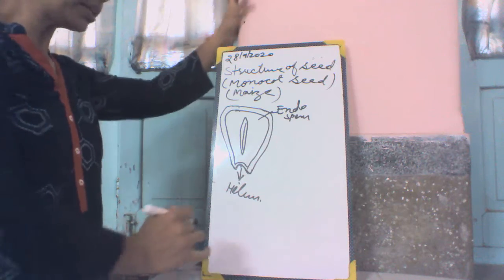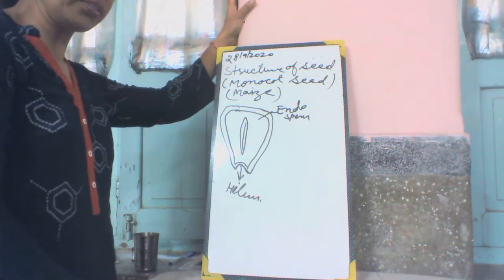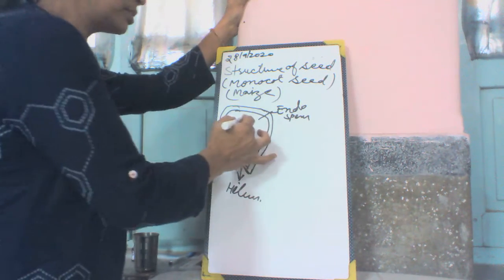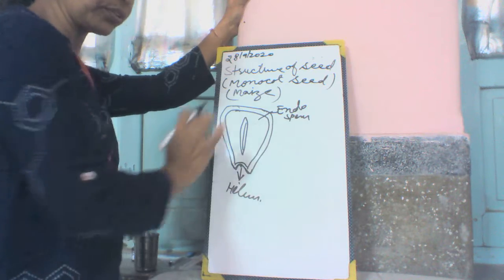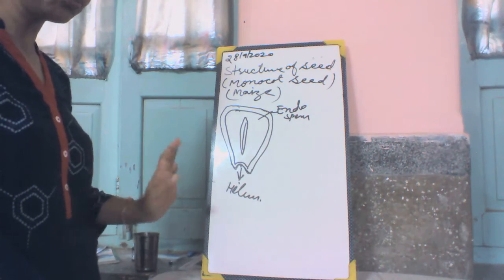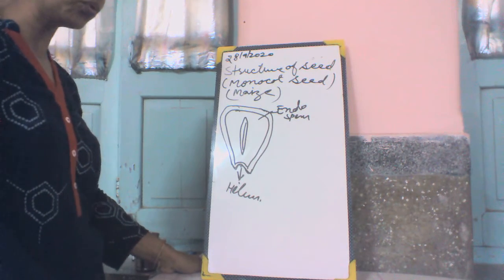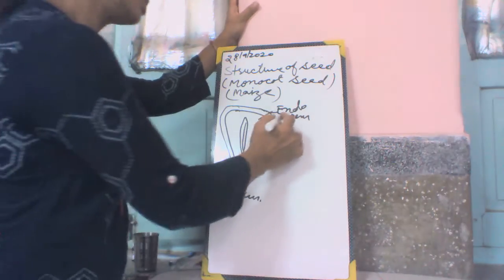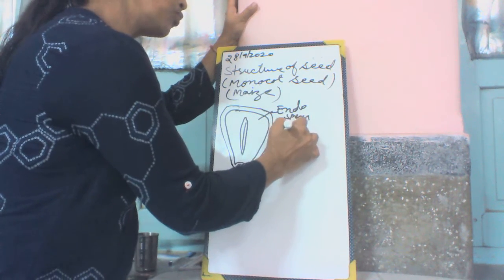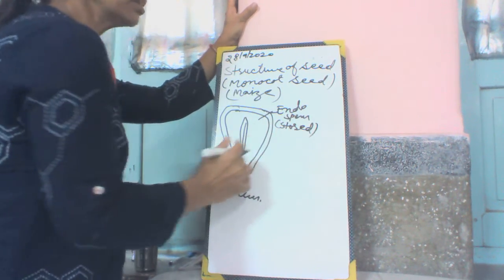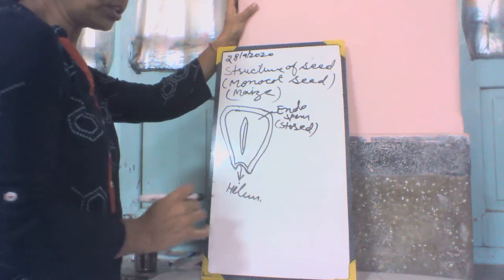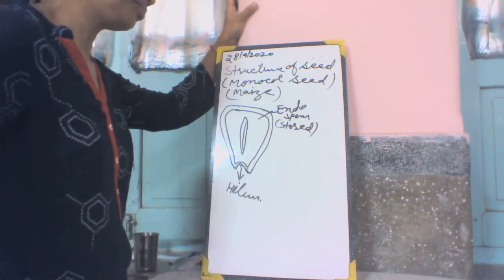Then the next part is endosperm. It is the broad upper part of the seed, known as endosperm. It stores food in the form of starch. It has stored food, and this food is stored in the form of starch.